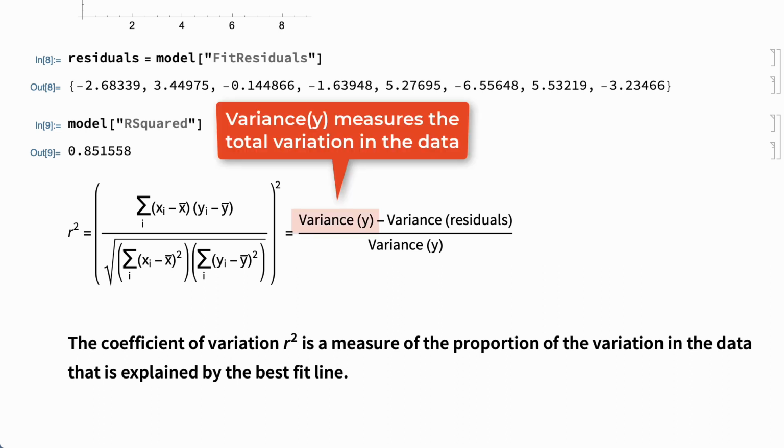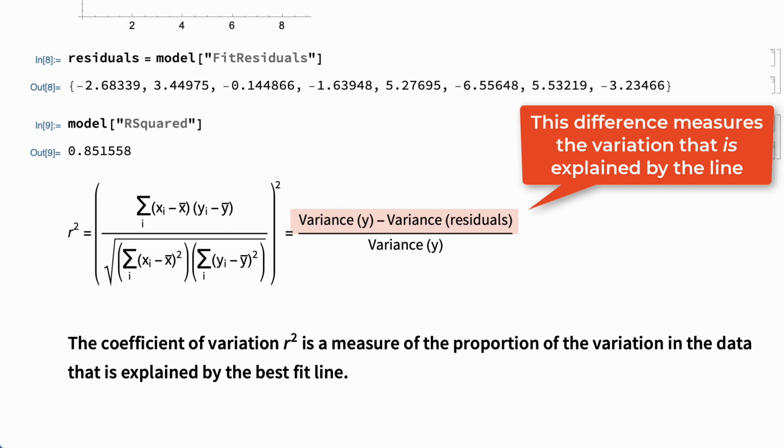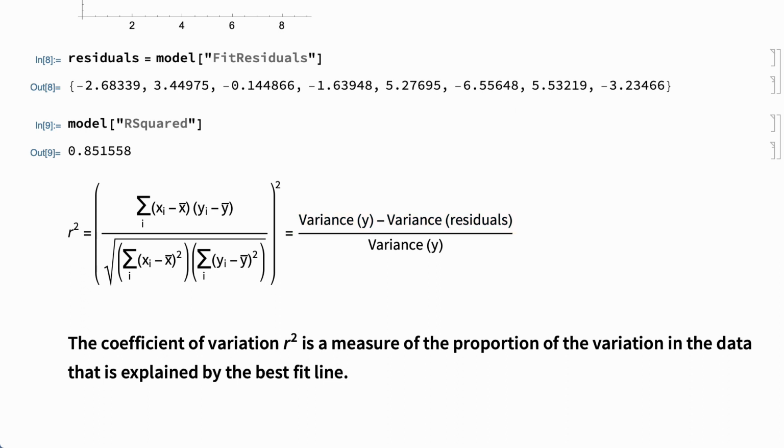The variance of the dependent variable y is a measure of the total variation in the data. The variance of the residuals is a measure of how much of that variation does not follow a straight line, and the difference between the total variation and the variation in the residuals is a measure of how much of the total variation does follow a straight line. Dividing that difference by the total variation gives the proportion of the total variation that is explained by the line.